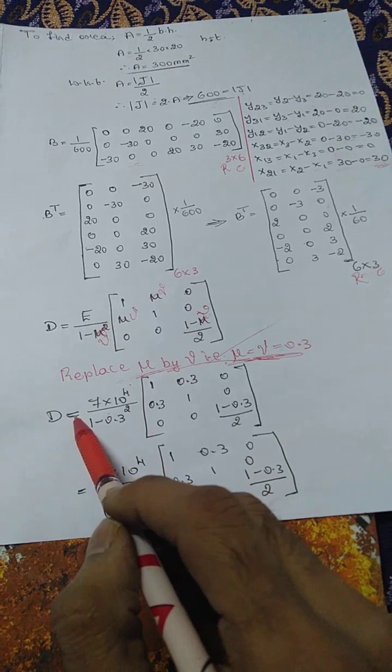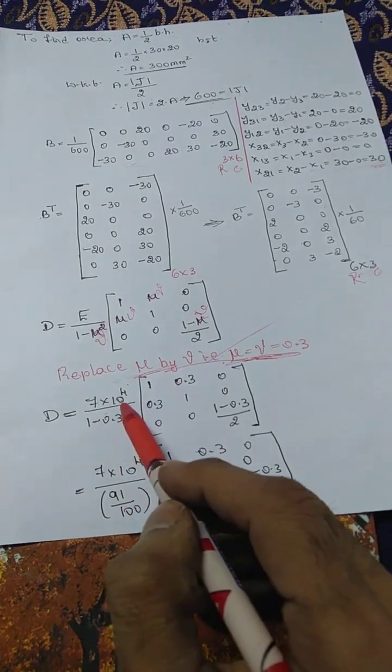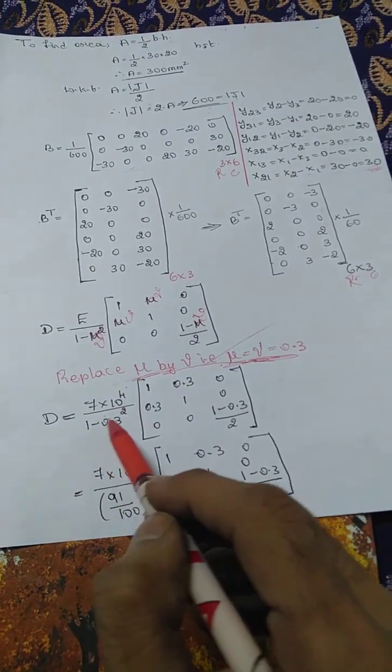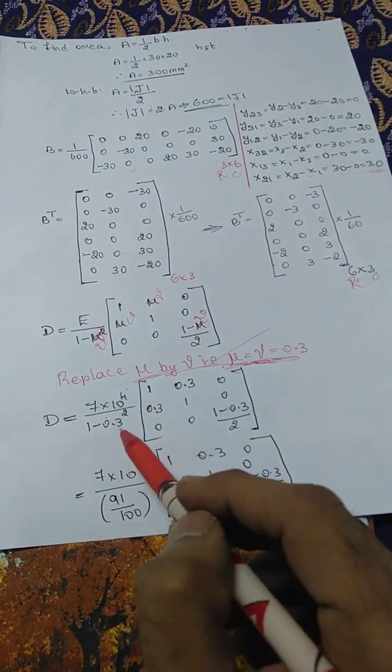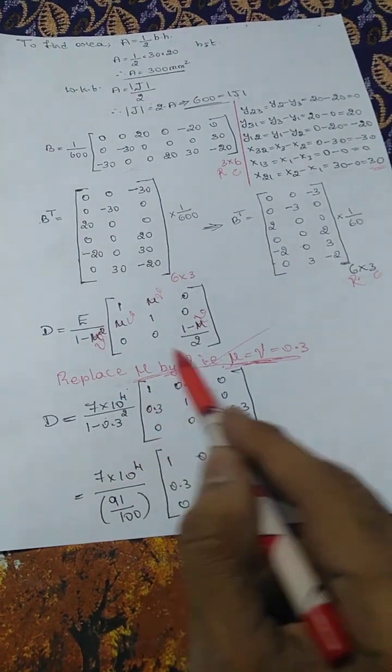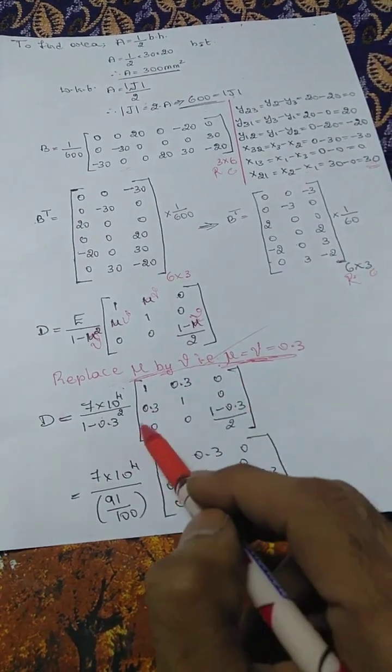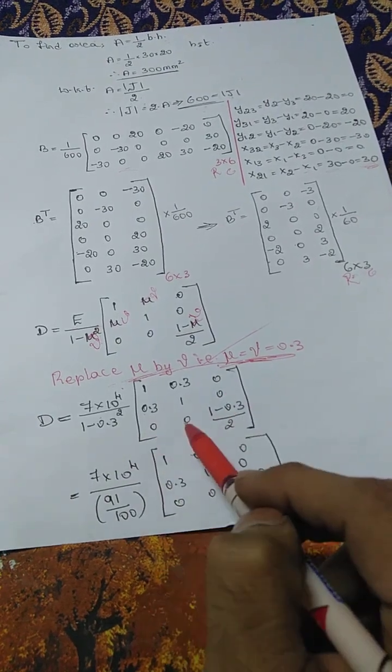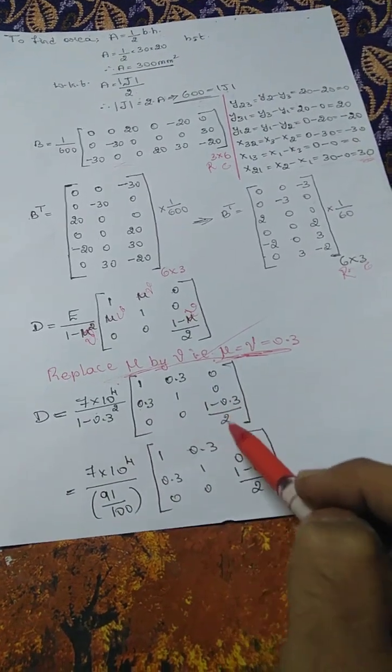So next, D is equal to the E value they have given, substituted, divided by 1 minus 0.3 squared, into the matrix 1, 0.3, 0, 0.3, 1, 0, and so on, with 1 minus 0.3 divided by 2.